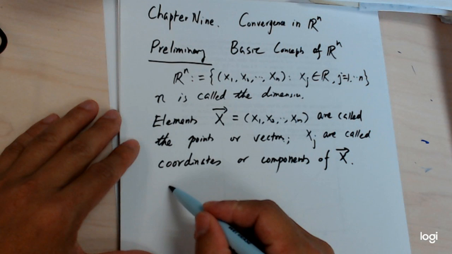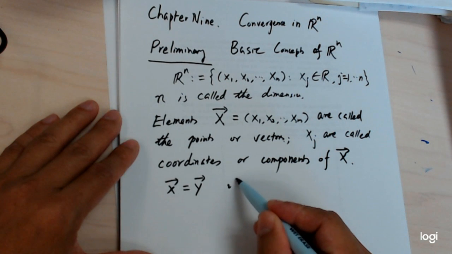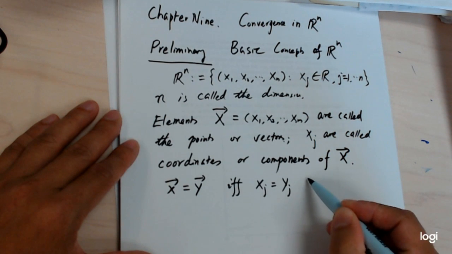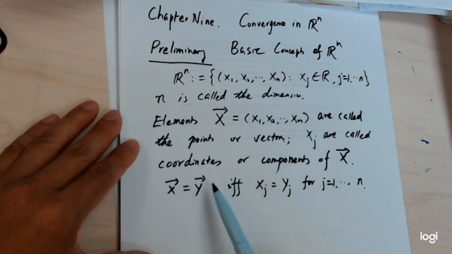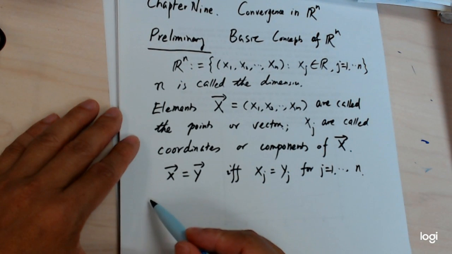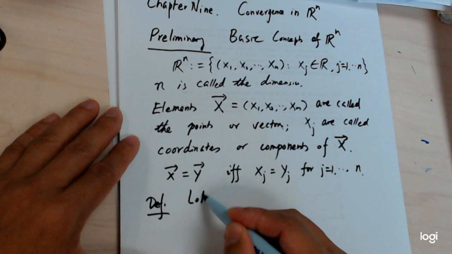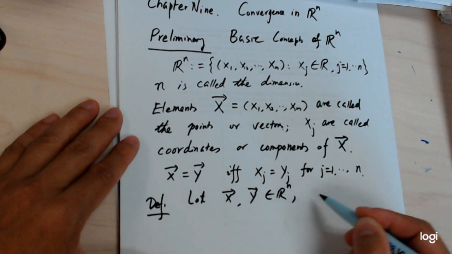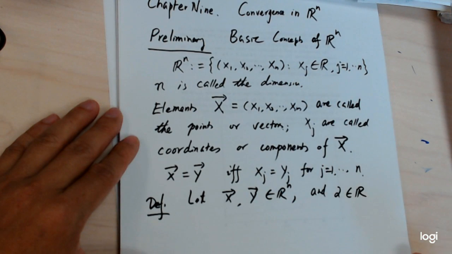So obviously two elements are equal if and only if all the components are the same. So this is an element in Rn. Next we have operations between points, or between vectors, in Rn. So consider two vectors in Rn, and alpha is a scalar.